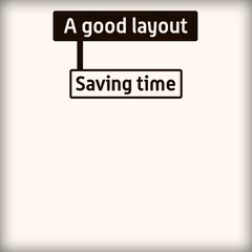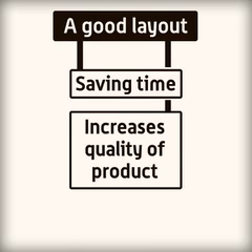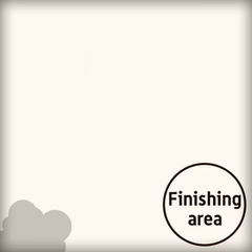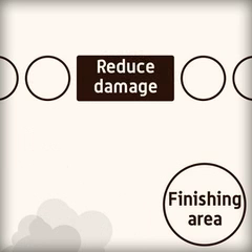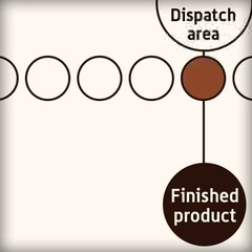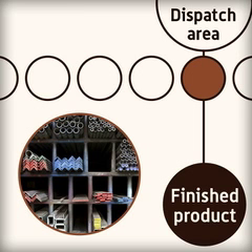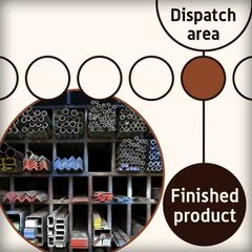As well as saving time, a good layout can also help with the quality of the product. The area where the products are finished needs to be away from areas that create dirt or dust, and the distance between areas needs to be limited so as to reduce possible damage. The finished product should be placed near the dispatch area so they don't have to travel through the factory and risk getting damaged. Also, through careful planning of storage of materials and products, more can be fitted into the warehouse.